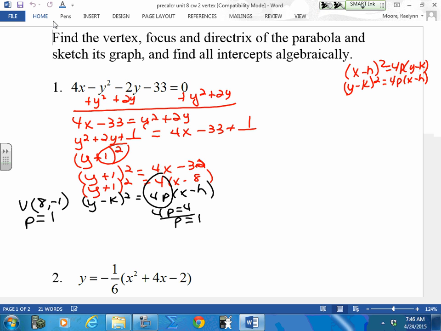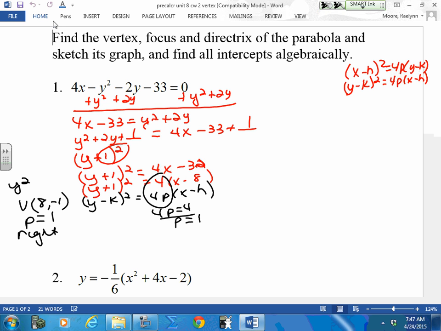It's positive. This is a y squared. Which way is this going to open? To the right. Y is open right and left. If p is positive, it encompasses the positives when it opens. If p is negative, it kind of encompasses the negative ones. Think of it that way.